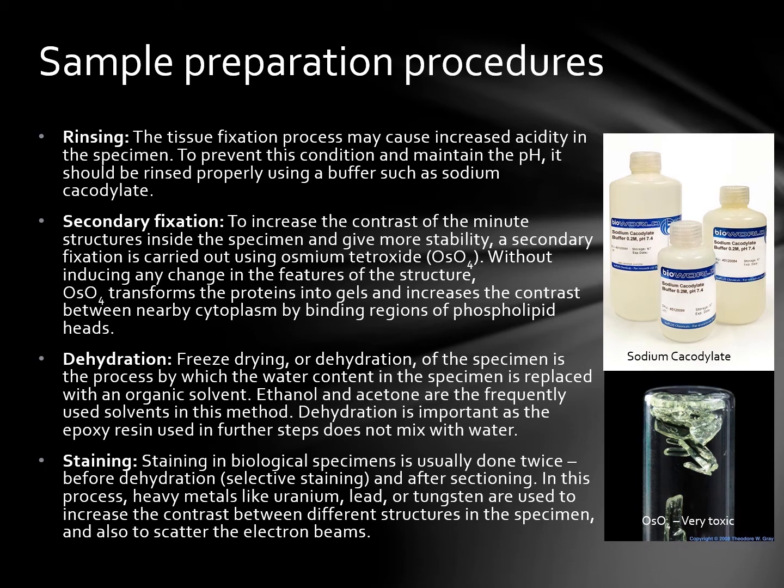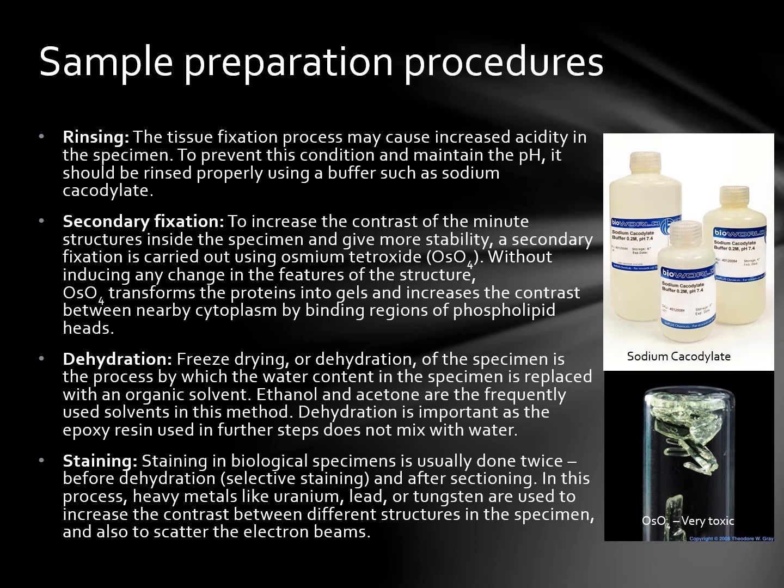Then the following step would be dehydration, which is a crucial step indeed. Dehydration of the specimen is the process by which the water content in the specimen is replaced with an organic solvent. Ethanol and acetone are the frequently used solvents in this method. Dehydration is important as the epoxy resin used in the further steps does not mix with water. And even without the epoxy resin, it is still important to have a dry sample. The ethanol series that we use in SEM can also be applied here for the drying of the sample.